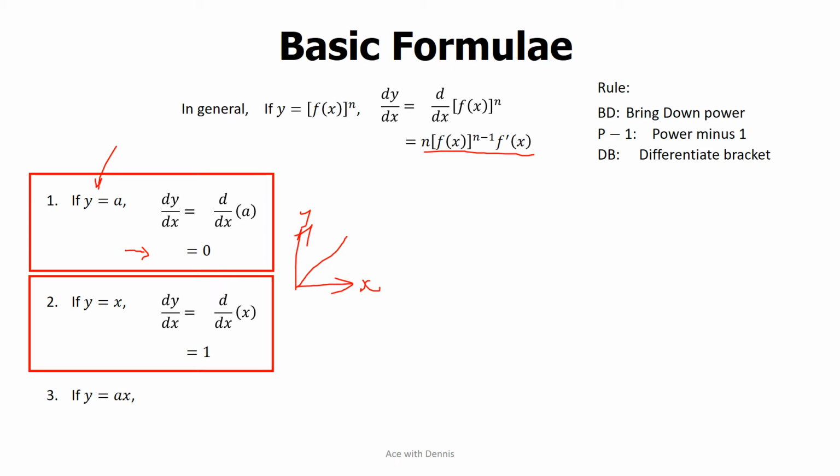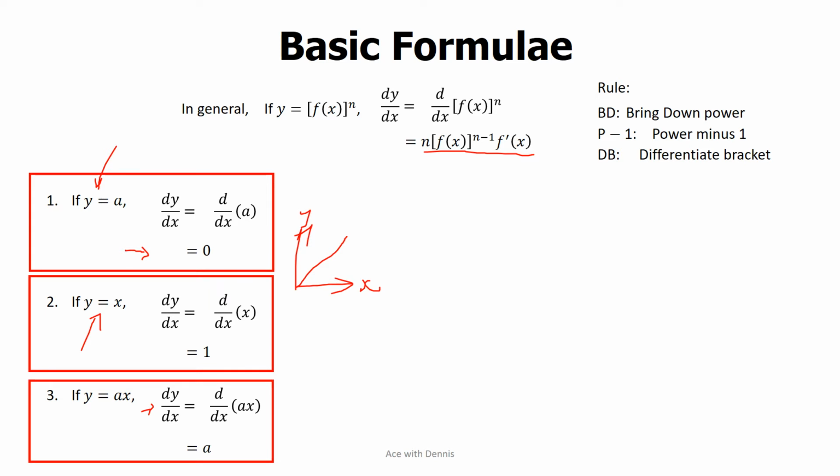Number 3, if y equals ax, dy over dx can be written as d over dx of ax. Now can you guess what is the value? Yes, the answer is a. Why is this so? Remember, similar concept with rule number 2. This is a linear line, y equals mx plus c, and the gradient m is a. So that's why dy over dx is equal to a. This is the third basic formula.